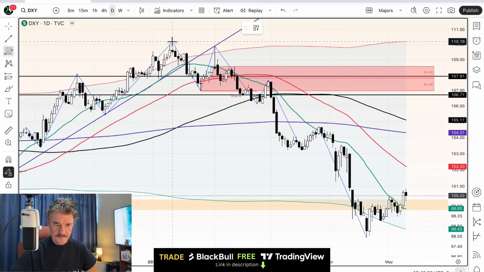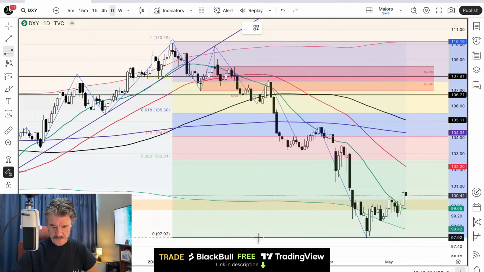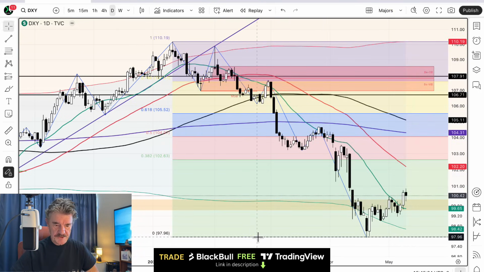moving average. If I draw a Fibonacci from the very top down to the bottom that we reached recently, you can see where the Fibonacci retracement levels are, starting with the 38% here at 102.69, then the 50% at 104, and the 61.8% retracement at 105.50. That's probably the most appealing and interesting place to go short. One of these two retracement levels, either the 50 at 104 or the 61.8% Fibonacci higher up.